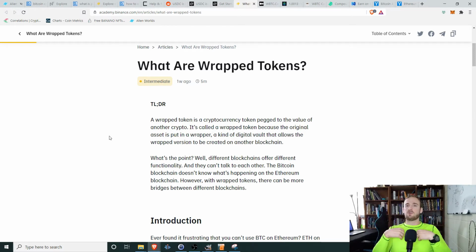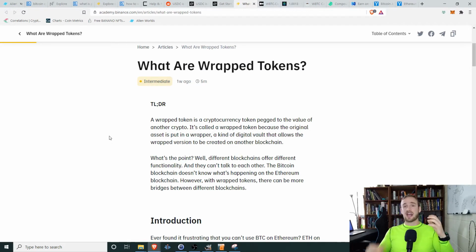Now, some people might say, well, why don't you just sell your Bitcoin and then purchase ETH and then use ETH, or purchase DAI or something like that? The reason that someone would want to wrap a cryptocurrency token instead of simply selling it for an asset on a different blockchain is that it preserves that underlying asset, right?